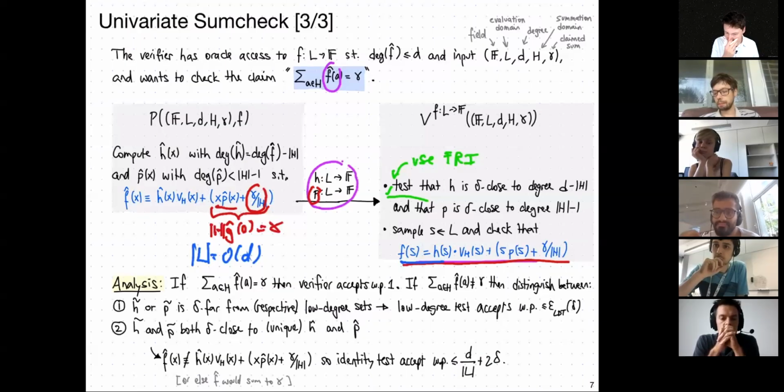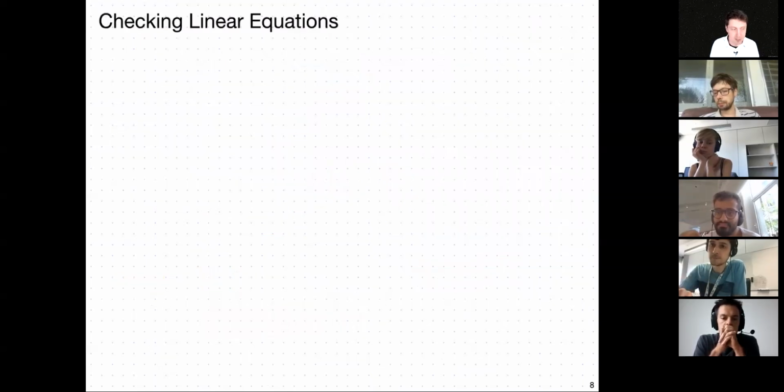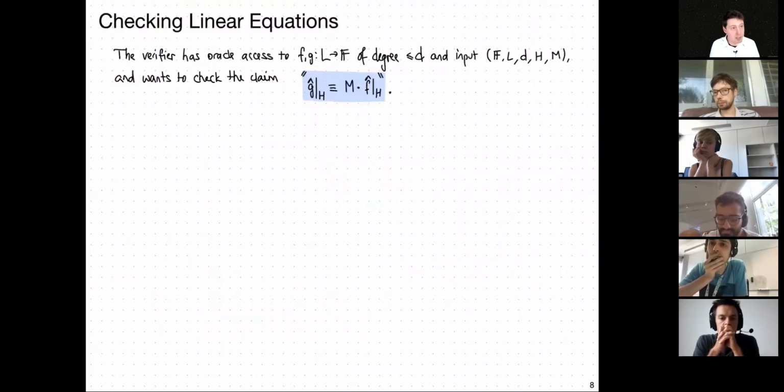Okay, so let's continue to the protocol itself. So now we're going to look at another stepping stone, okay? Where rather than looking at a sum, we're going to look at a general problem of checking whether two polynomials are related by a linear transformation.